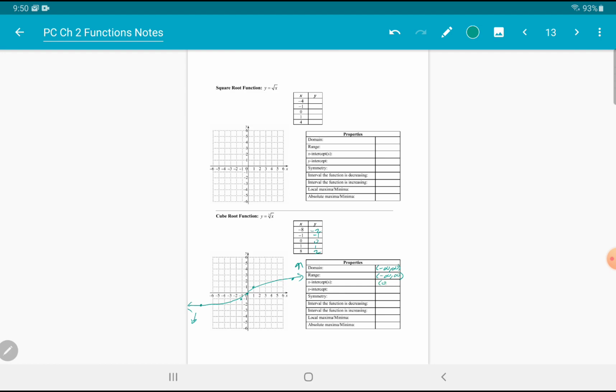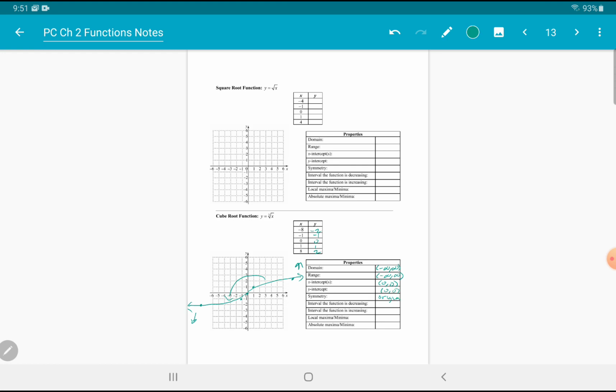Okay, x-intercept, when does a graph cross the x-axis? Oh, it's at the same point of 0, 0, the origin. And same goes for the y-intercept at 0, 0. It crosses the y-axis at 0, 0. Does this graph have symmetry? Yeah, this is actually kind of like our first example of the identity function, where whatever we see in quadrant 1 is being replicated over to quadrant 3. So again, this is going to have symmetry about the origin.